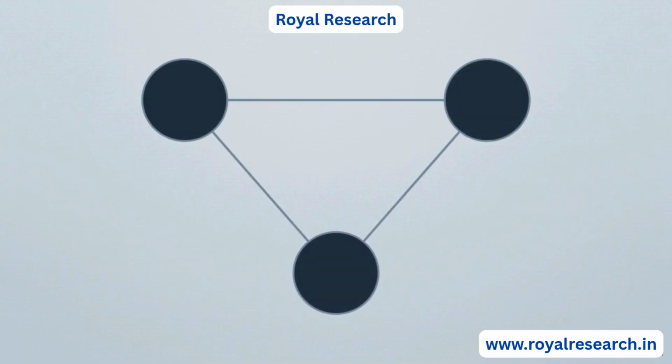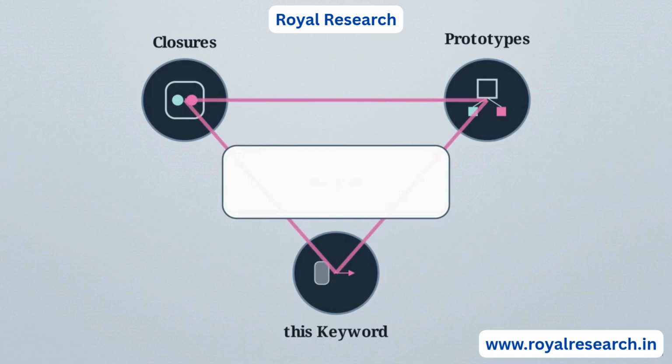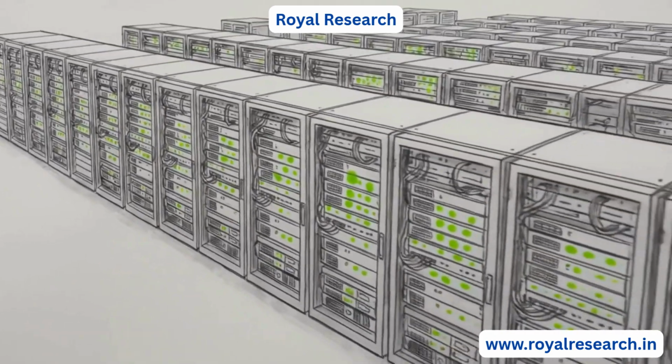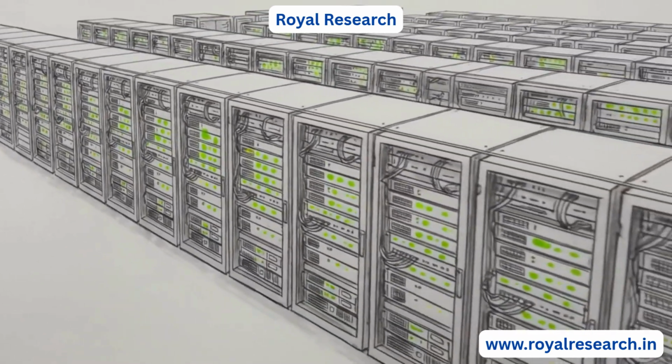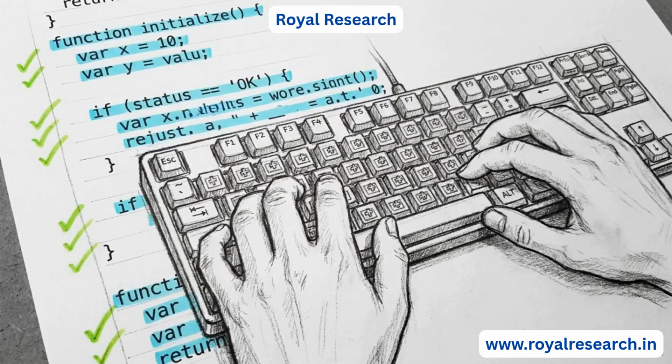These three primitives function as an integrated execution system. Closures provide persistent memory access. Prototypes manage scalable inheritance, and the this keyword manages execution context, finalizing the Royal Research model. When all of these distinct mechanics seamlessly align, the JavaScript code functions together as a highly predictable system. Understanding these primitives allows engineers to debug and optimize memory and context at the engine level.